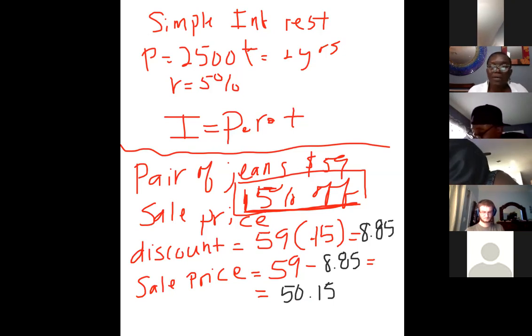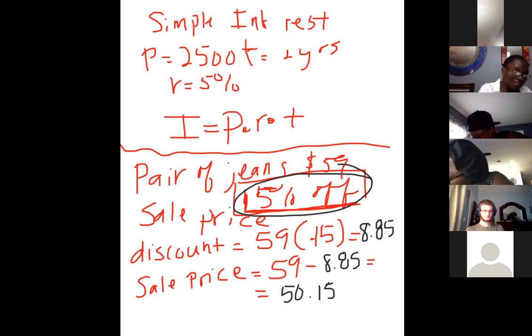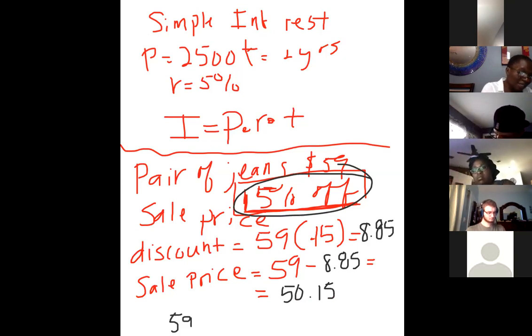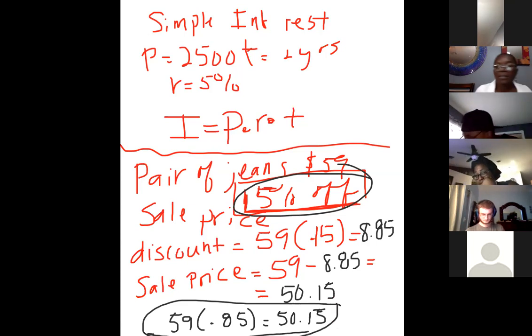Now, earlier I had asked you this question. What percent of the original price are you going to pay? If it's 15% off, that means that you're going to pay 85%. So another way you could have done this problem is to go ahead and take 59 and multiply it by 0.85. And we'd give you the exact same thing, guys, $50.15. Okay? So this would work too. If you just multiply it by the percent you're going to pay for.